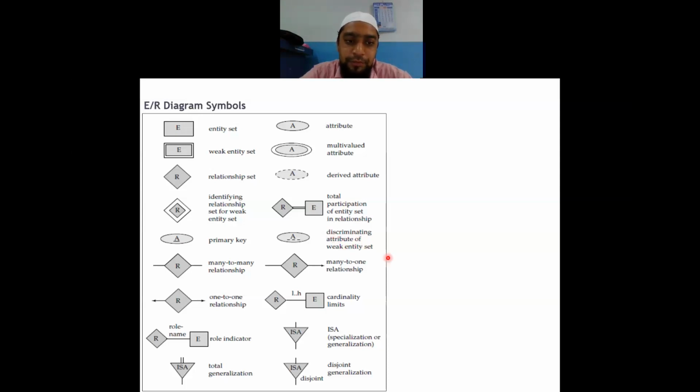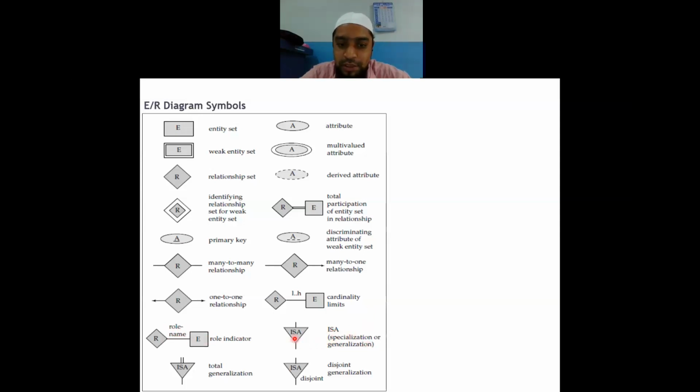If there is a many to many relationship, we'll just have two lines without any arrows. Wherever one is coming, many to one or one to many, we'll have an arrow on that side. If it is one to one, arrows on both sides. If it is cardinality limits or participation constraints, we will mention 1 to 1, 0 to 1, something like that. Similarly, low to high, written as low..high. This is a diagrammatic notation. Then if a role is to be mentioned, we'll mention it above the line.